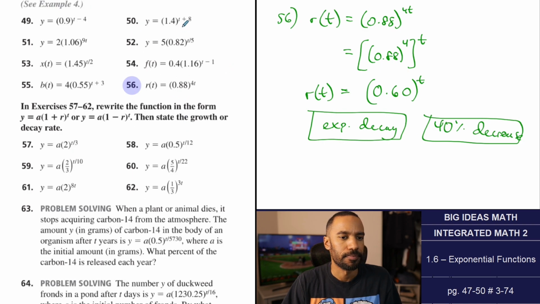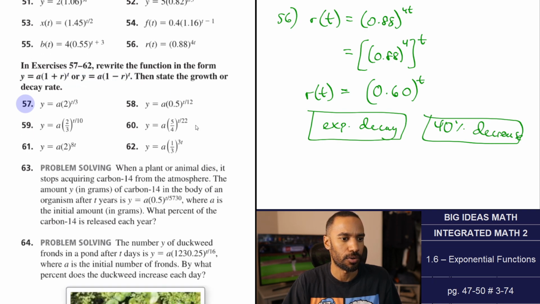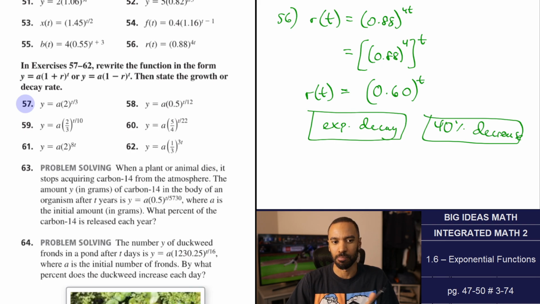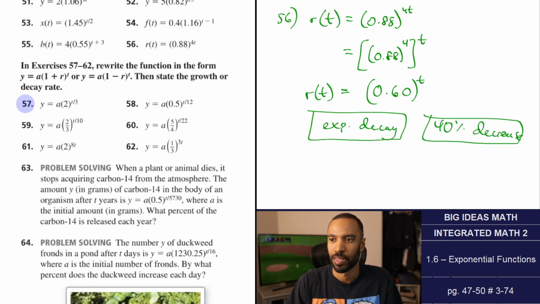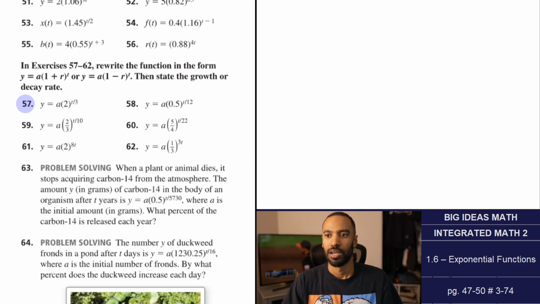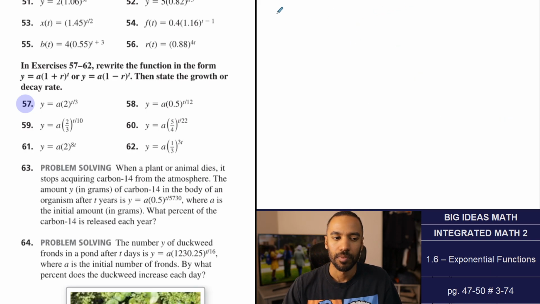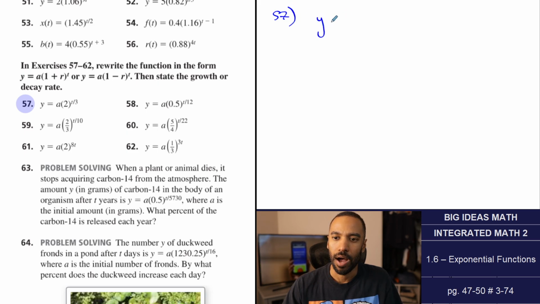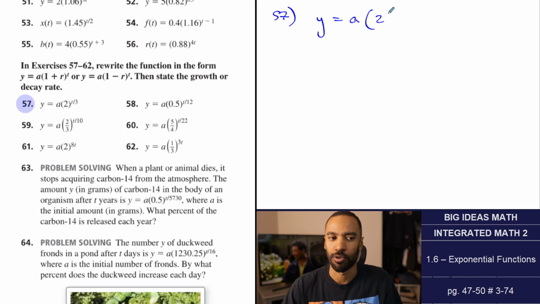Okay, let's go. 57 to 62, rewrite the function in the form that or that, so then state the growth or decay rate. So this is more of that, although the a won't be affected, so I don't really need to, I do need to still calculate something. Okay, let's go. 57, y equals a times 2, rewrite it in the form, times 2 to the t thirds power.